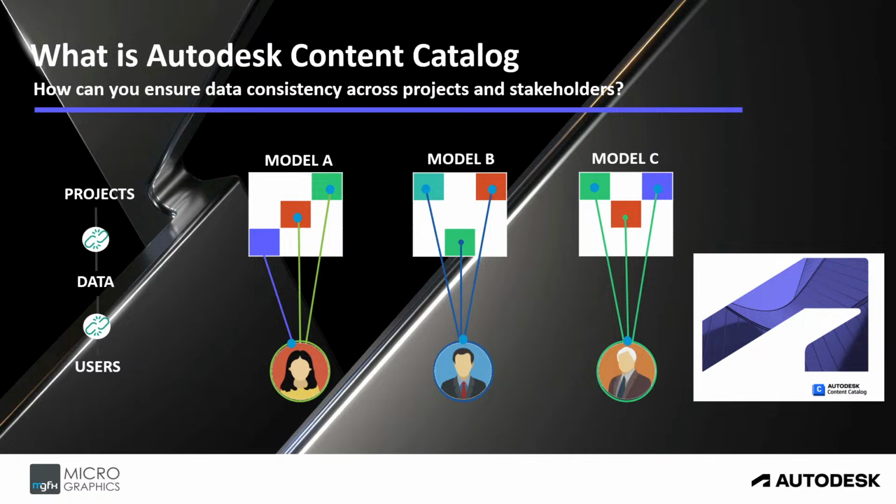So how can you ensure data consistency across projects and stakeholders? The Autodesk Content Catalog is a cloud-based content management system, so BIM management. The challenge of model data and BIM assets and the consistency of them. One of the pain points in BIM workflow is that the same piece of content may have been duplicated dozens of times in fragmented locations without a clear workflow or available tools for search, save, and transfer of the digital content from project to project.